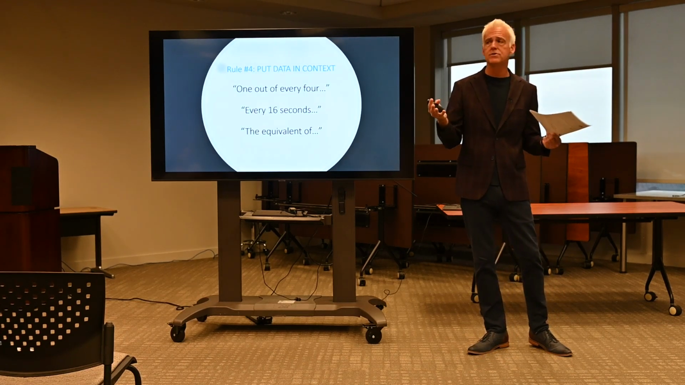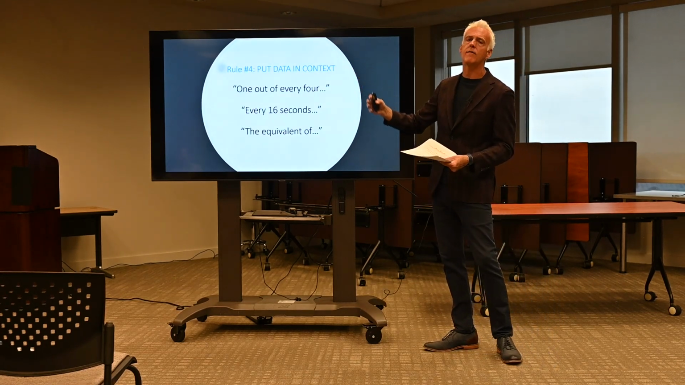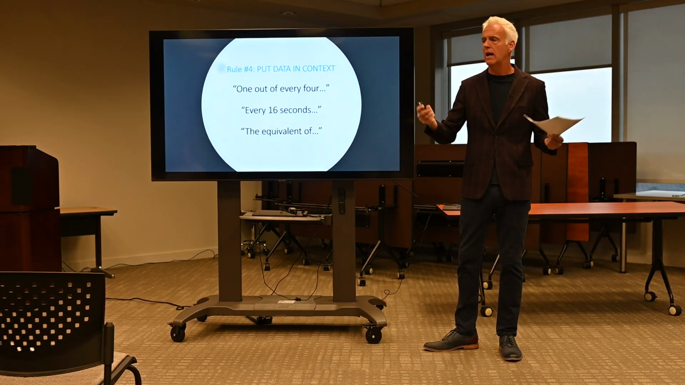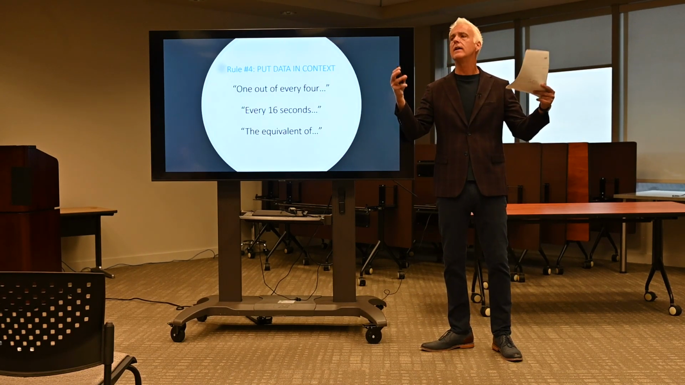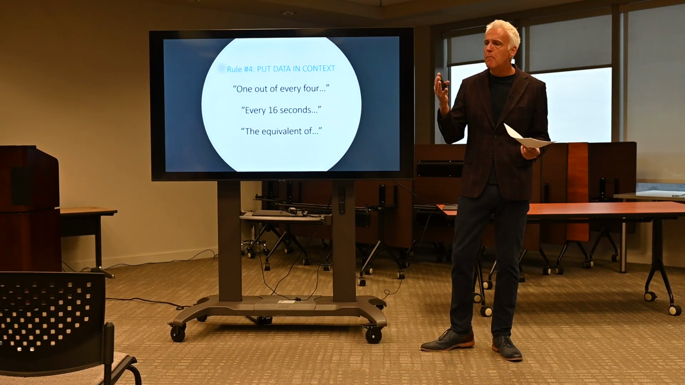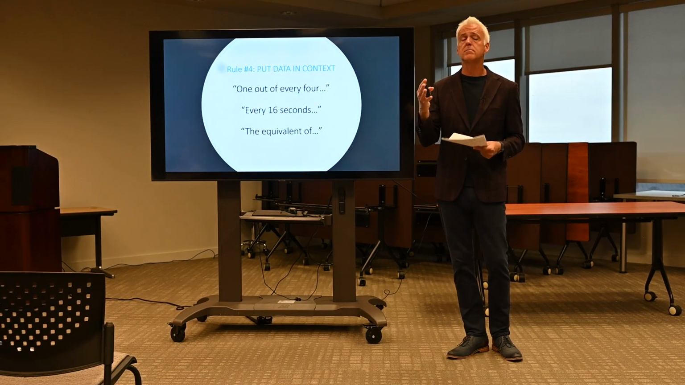Numbers are just kind of confusing to us, which is why good communicators will give a number and then say, that means 1 out of every 4 people will be a victim of whatever kind of crime, or every 16 seconds a car is broken into, or that's the equivalent of 10 football stadiums worth of people. Make the numbers make sense, because accurate numbers don't always mean anything to us.